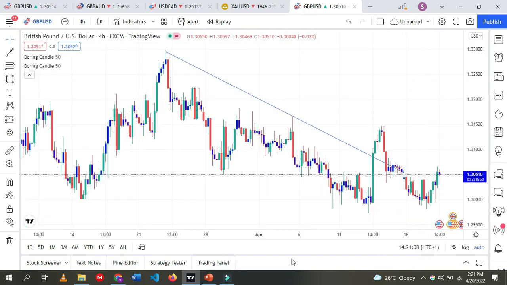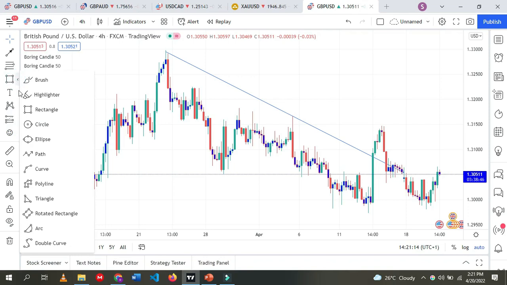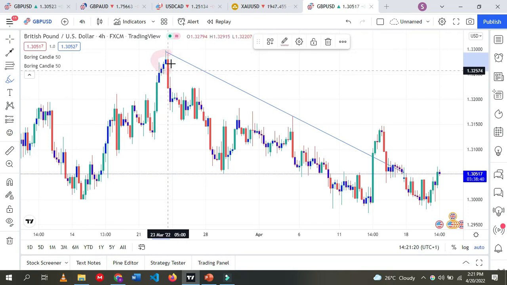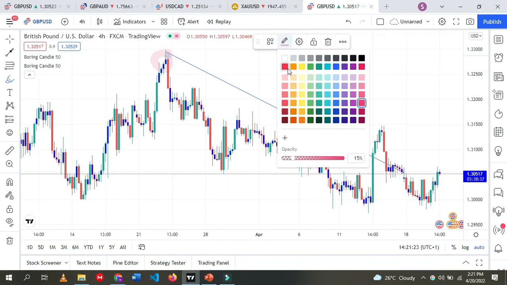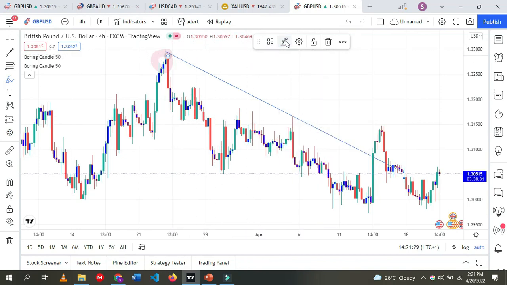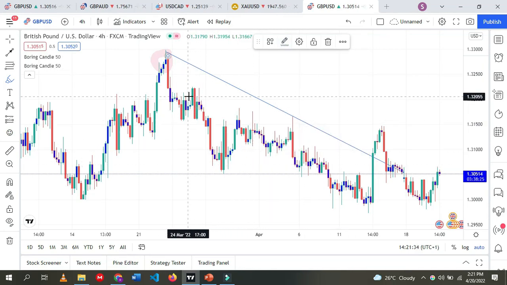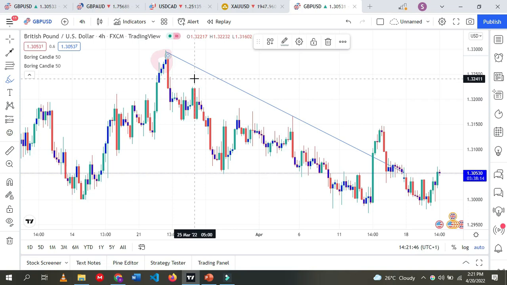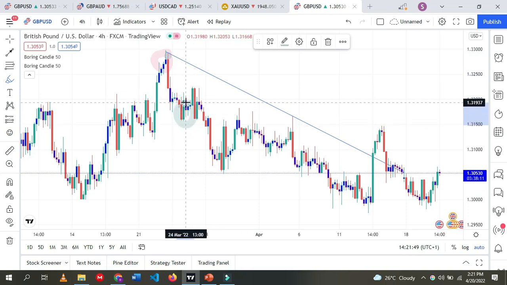Now let's see this. This is a high here. Okay, now a new trend started here. Then let's analyze it to this stage. This is a lower high. This is a lower low here.